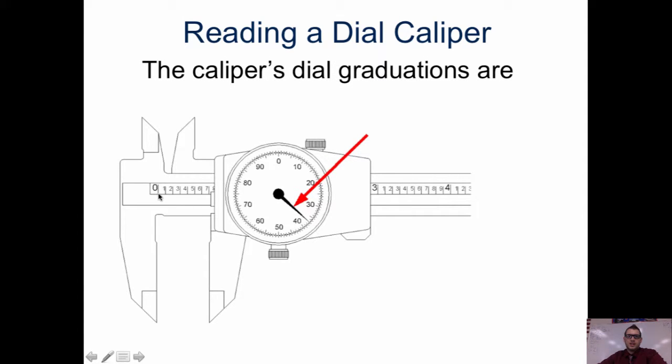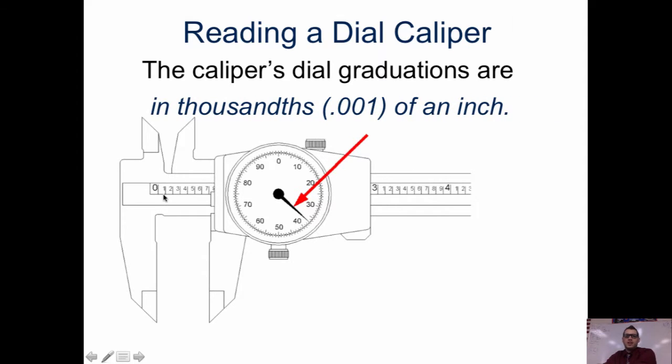So from the space here to this space here is where you read this. This whole dial is between 0 and 1. So look, this is the 0.001 or thousandth of an inch. So every time we look from here to here, this is broken into 1,000 spaces.